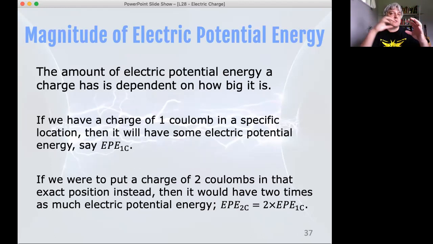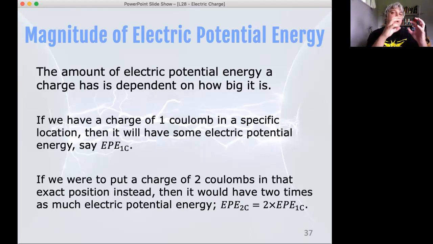This charge hasn't changed, so just this one has, which means we've just got twice as much force. So now you've got to put twice as much work in, because no matter where you are, that force is always twice as big, because it is proportional to the product of the charges. So twice as much charge, twice as much force, twice as much work means twice as much electric potential energy once you get it to the same spot.